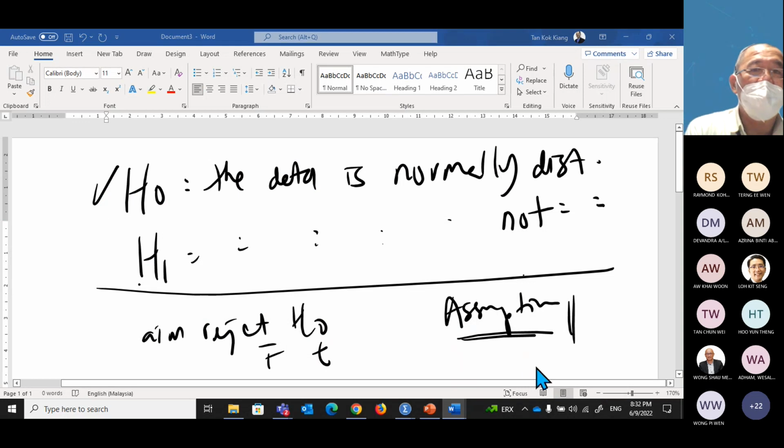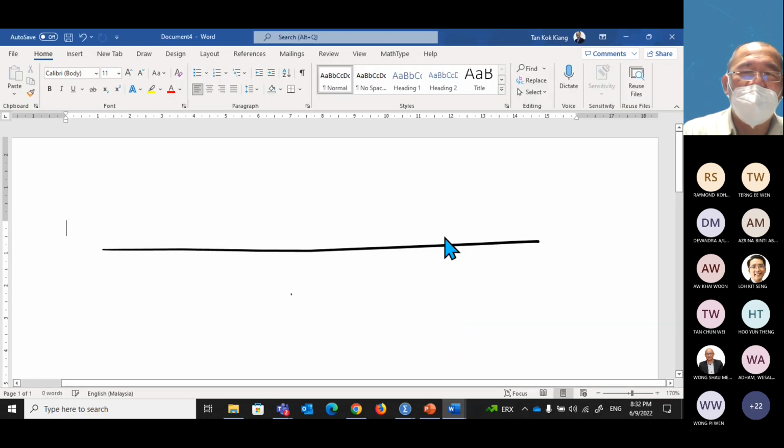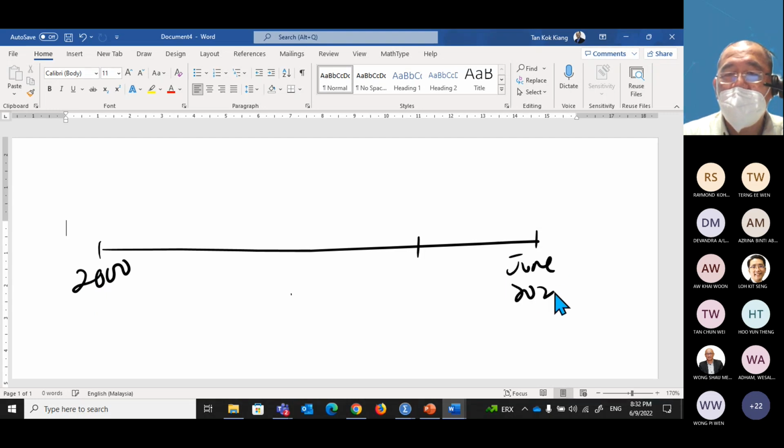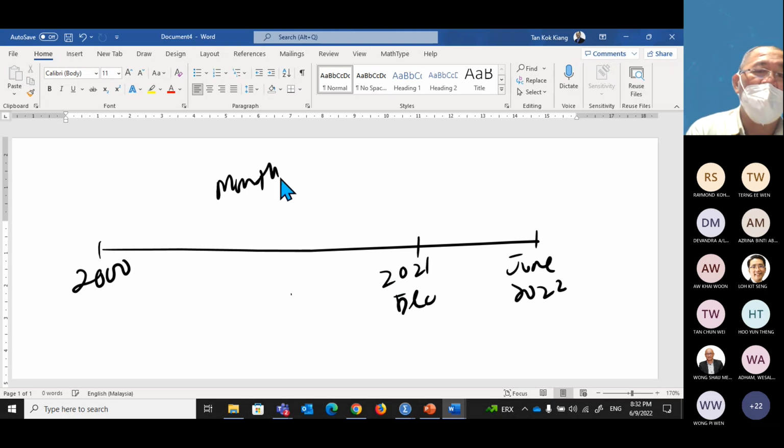Maybe that's the difference between data science and statistics. So let's say you have data from year 2000 until June 2022. Now you do data analysis only for year 2000 until December 2021. Let's say it's monthly data. So you do testing for this.